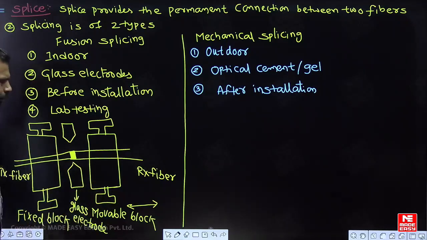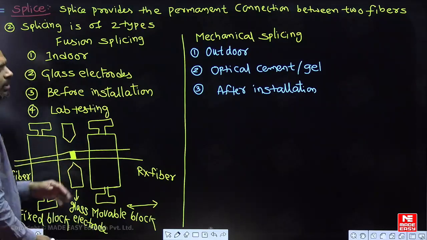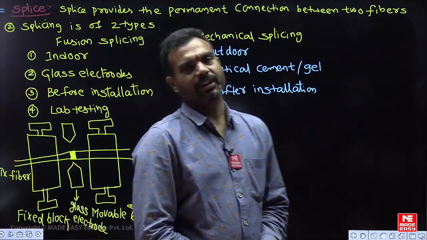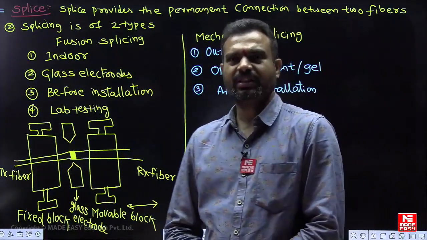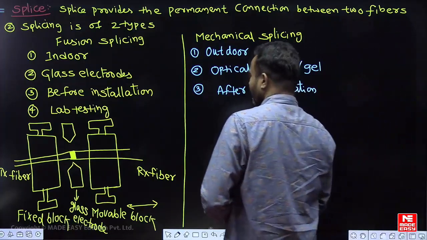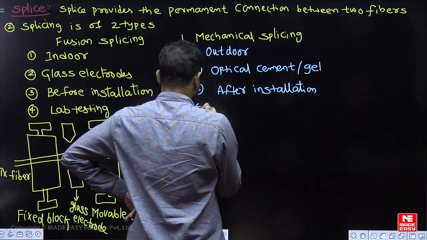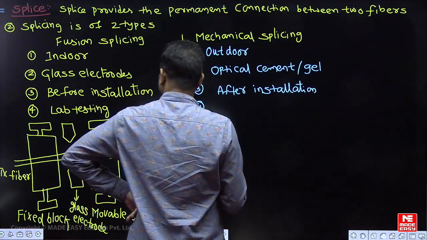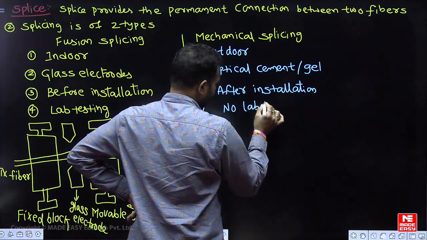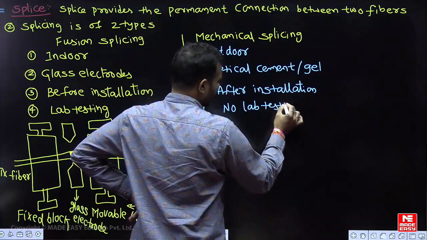The fixed block and movable block technique was used only before the installation. So the advantage for that one is that lab testing is there, but here there is no lab testing, we can't test anything. Splicing must be done carefully. While doing splicing, be careful, be cautious. So here there is no lab testing present.